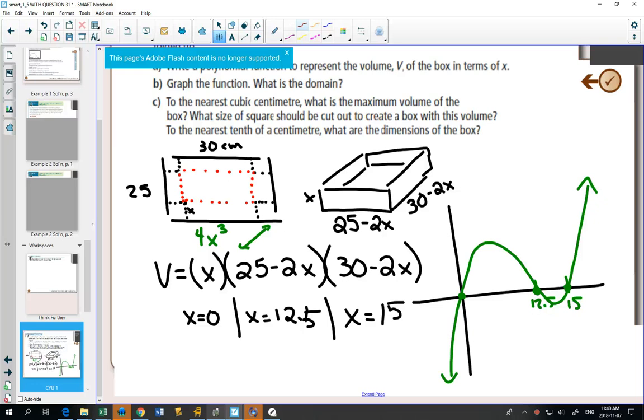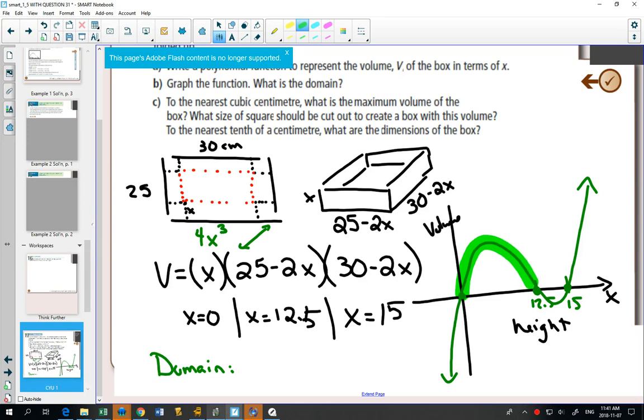What's the domain that makes sense? Do negative volumes make sense? No. So is the domain only the place, again, we can label this as my volume. And this axis is x, which happens to be the height. If I went to my graph, the only part that makes sense is this section. Why doesn't it make sense to go past 12.5? I think it makes sense not to use negative values to cut out squares. I think we're good with that.